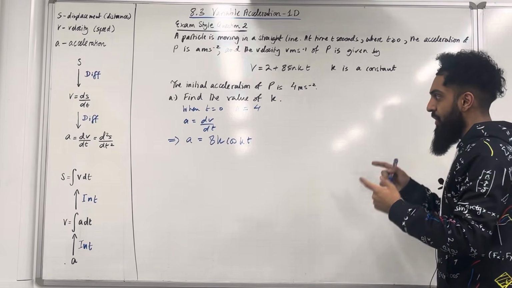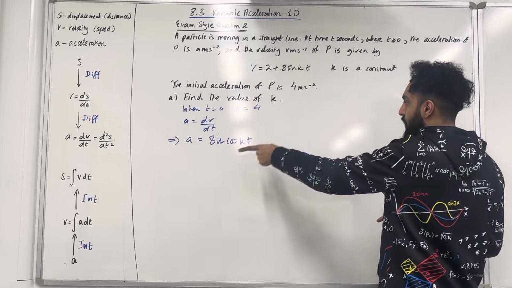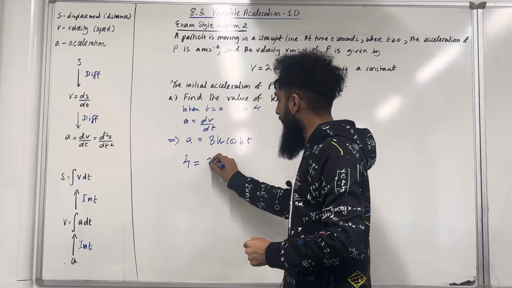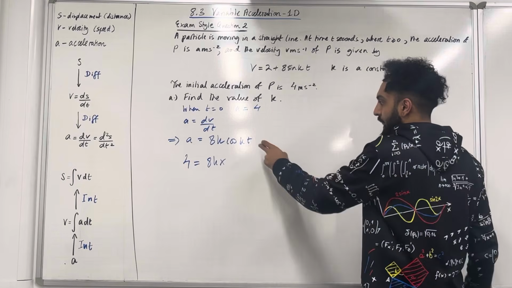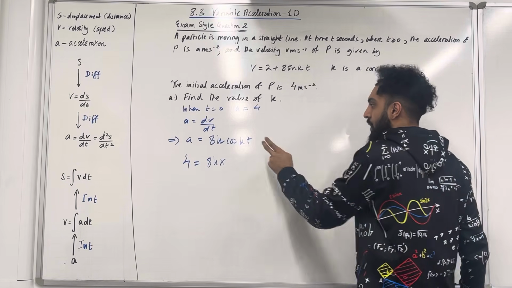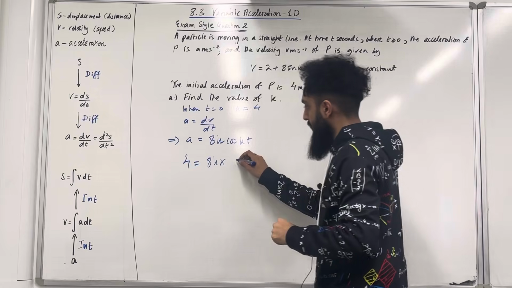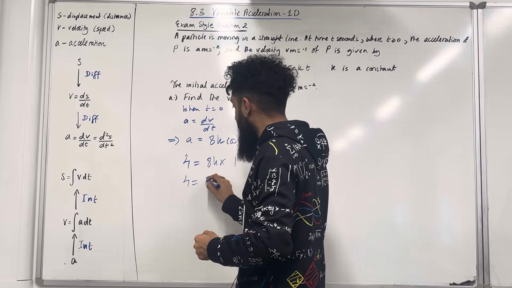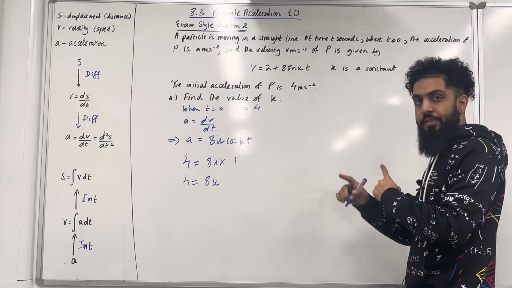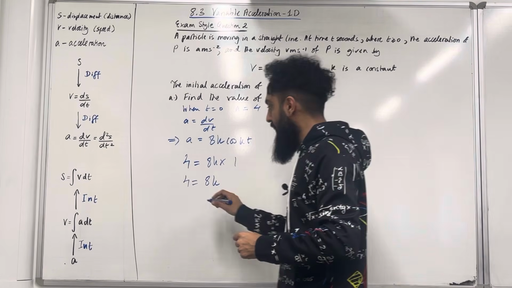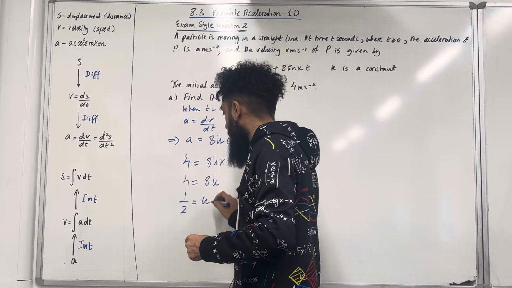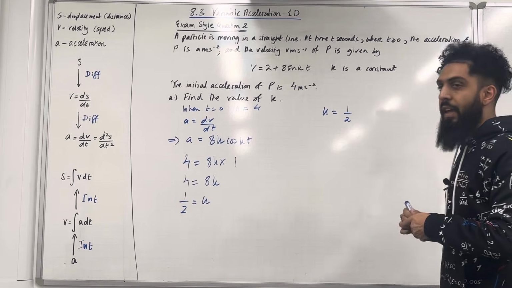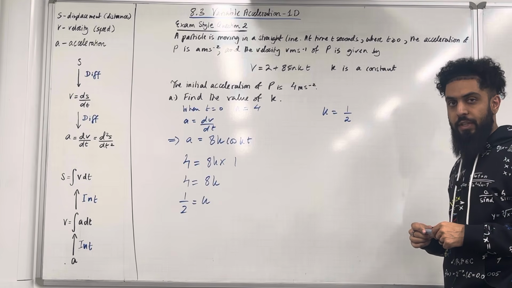Right, so we're going to substitute t equals 0 and a equals 4 into this. So we have 4 is equal to 8k multiplied by cos of k times 0, and k times 0 is 0 and cos of 0 is 1. This equation reduces to 4 is equal to 8k. Now we can divide both sides by 8, and we get a half is equal to k. Therefore, k is equal to a half. That completes part A of the exam style question.